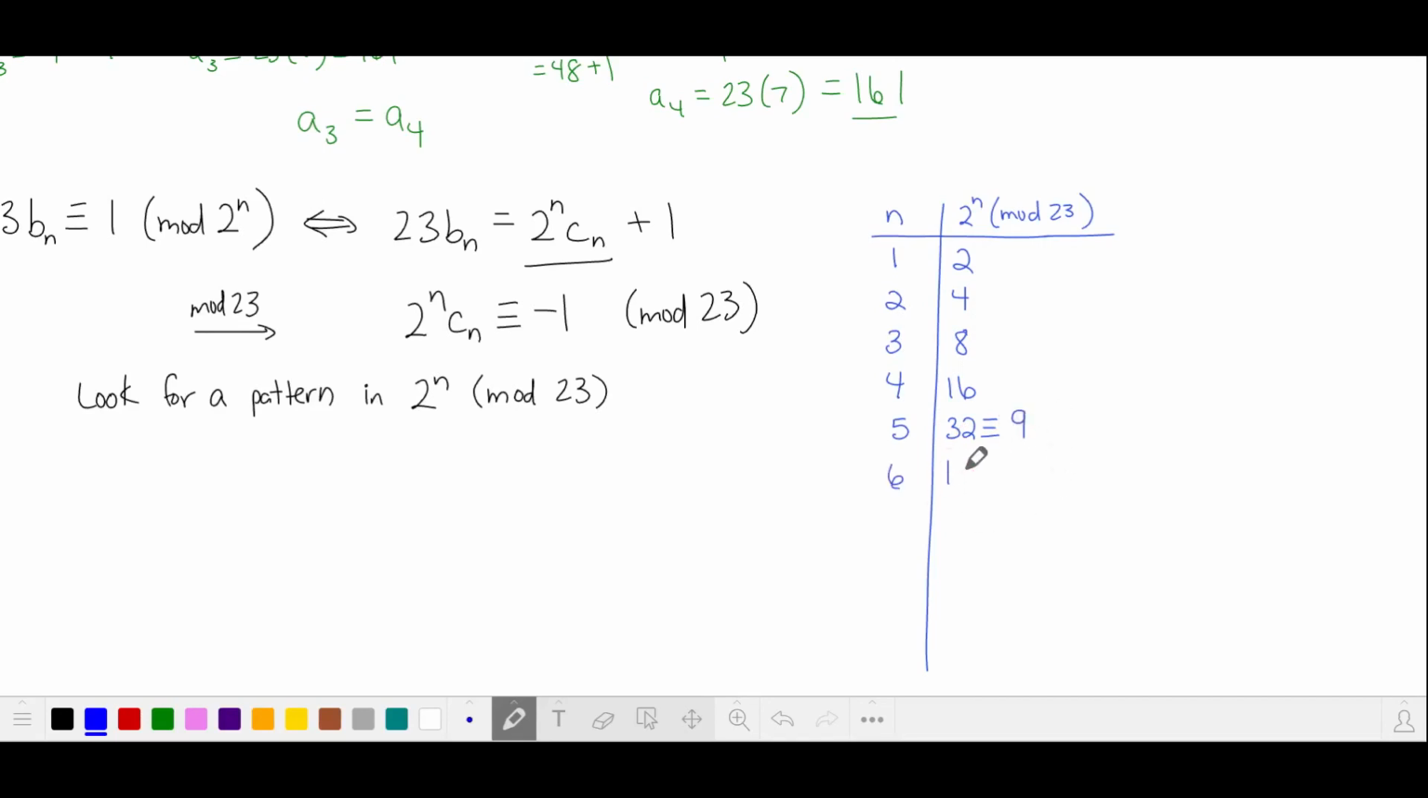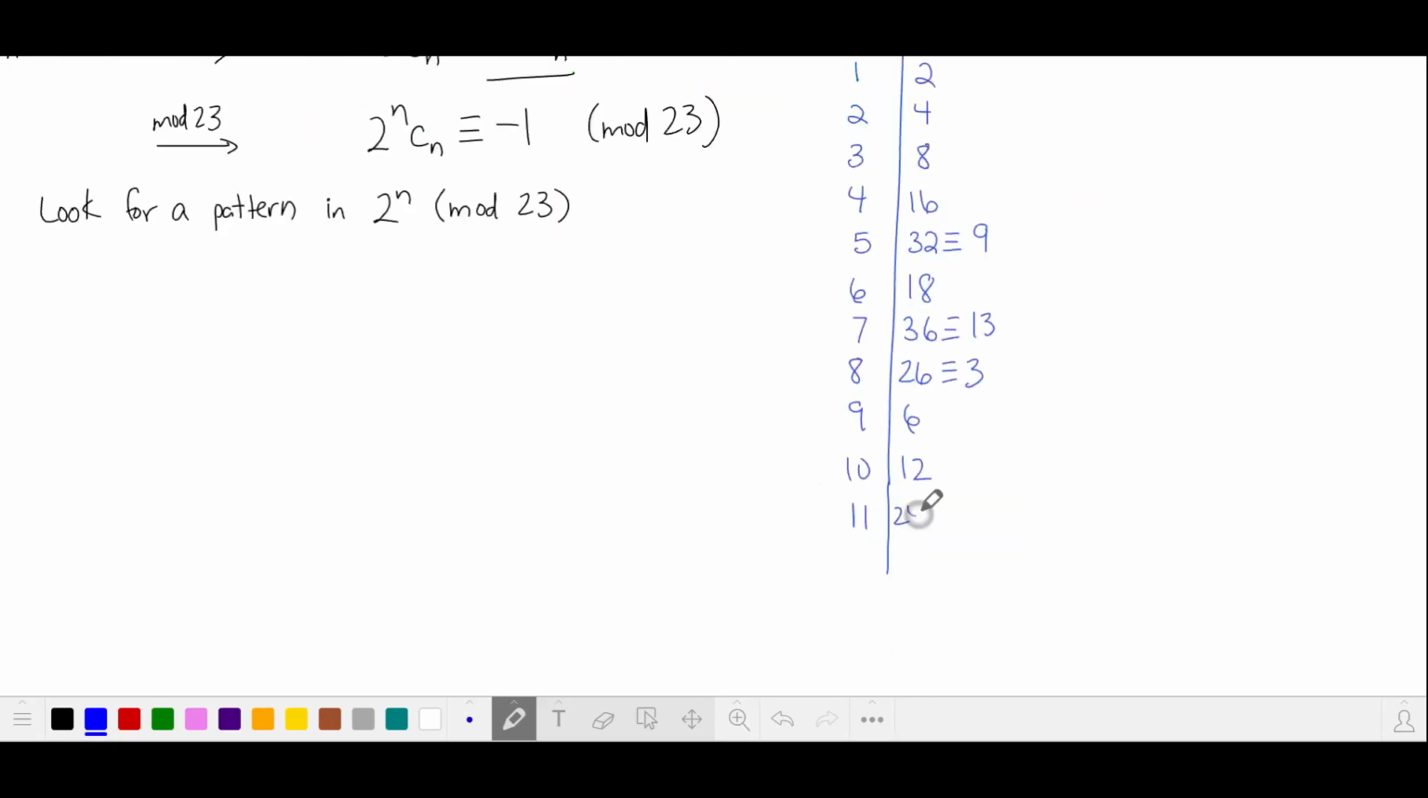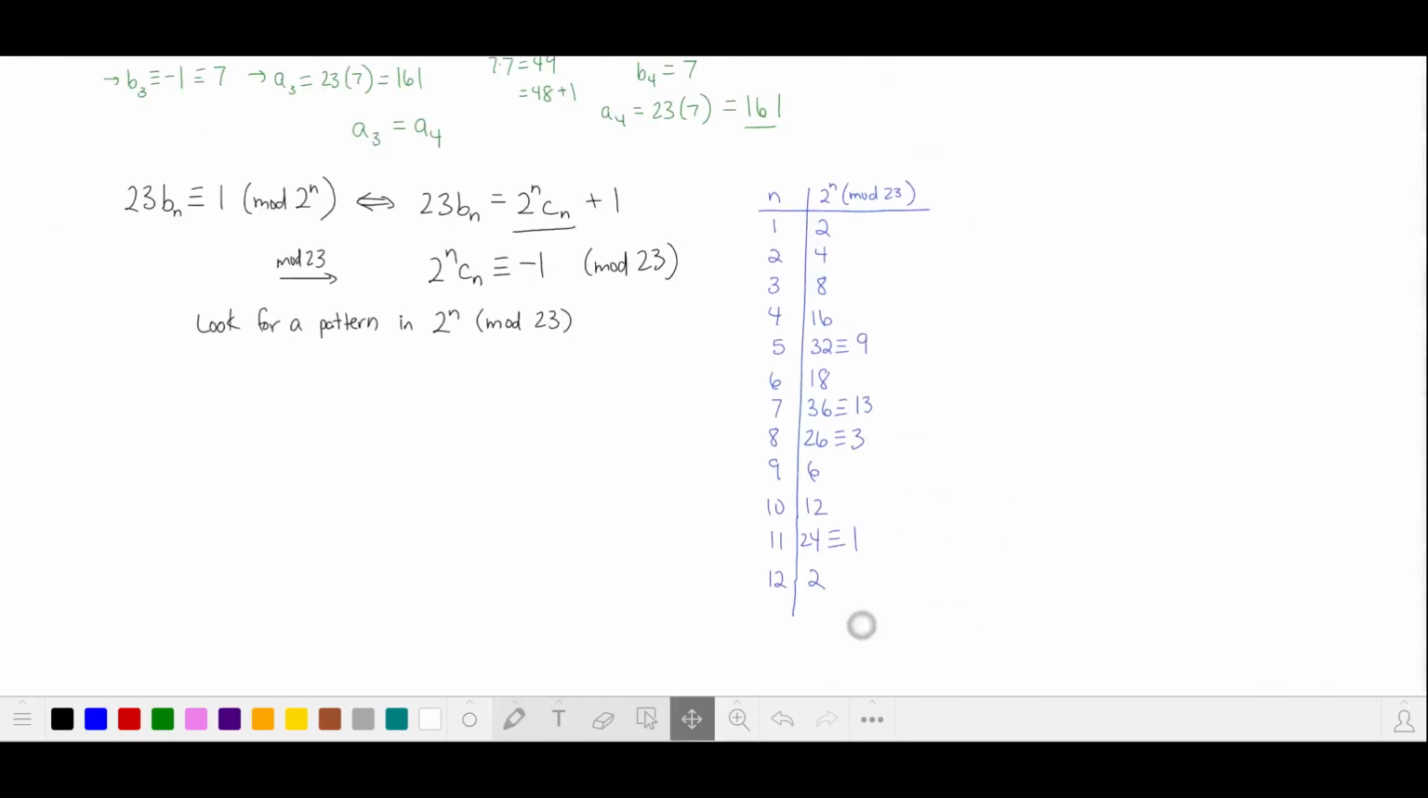Multiplying 9 by 2, we get 18. Here we have 36, which is equivalent to 13 in mod 23. Multiplying by 2, we get 26, which is equivalent to 3. And then 6, 12, 24, which is one more than 23. And then when n equals 12, we start over again with a residual of 2. Each number in this column only depends on the number that came before it. So we're going to have a repeating pattern, repeating every 11 powers of 2.